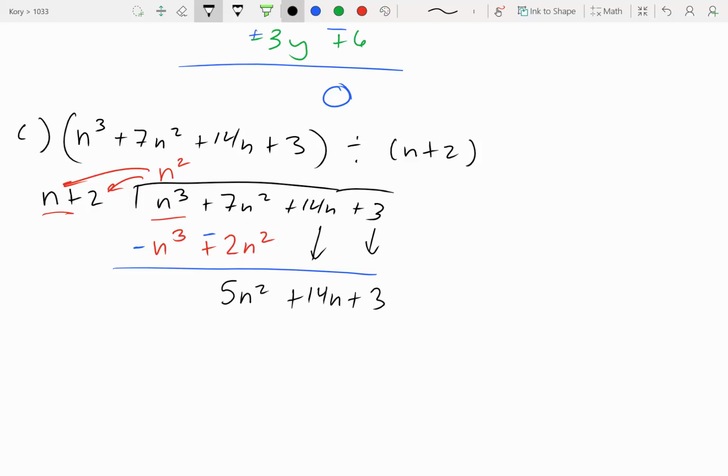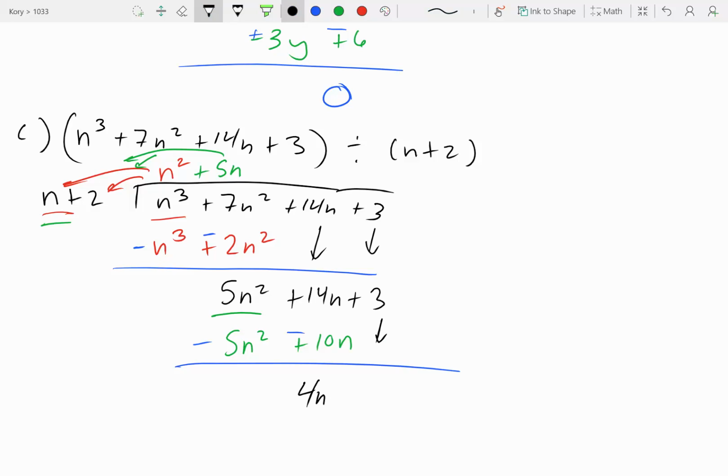We're going to repeat the steps again. So how do we make n be 5n squared? Well, we multiply by 5n. So times positive 5n. We're going to multiply that back out. So we have 5n times n. We get 5n squared. 5n times 2 is 10n. We're going to change the signs. So positive becomes negative, positive becomes negative. The 5n squareds cancel out. We have 14n minus 10n. We're left with 4n. And we bring down the 3.